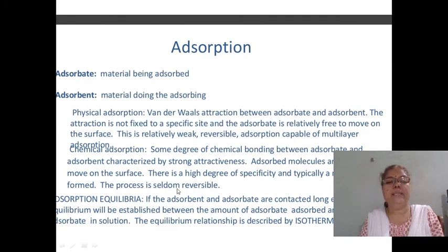The process is irreversible. Then the desorption equilibria means if the adsorbent and adsorbate are contacted long enough, an equilibrium will be established between the amount of adsorbate and adsorbed molecules in the solution, and the equilibrium relationship is described with the isotherms.